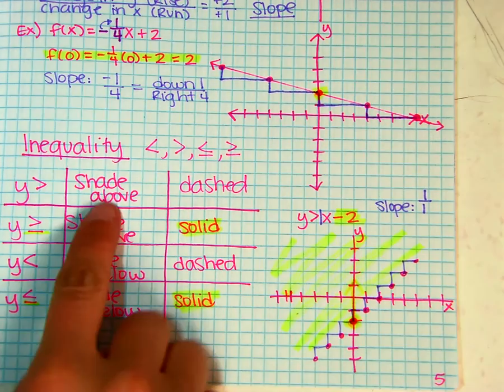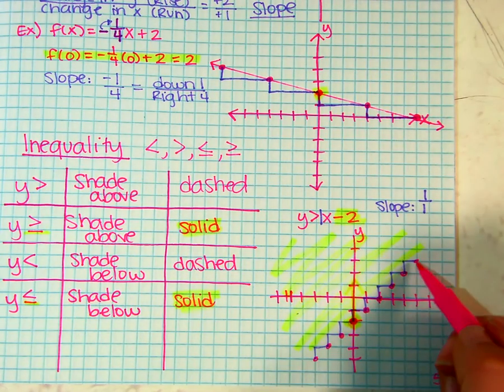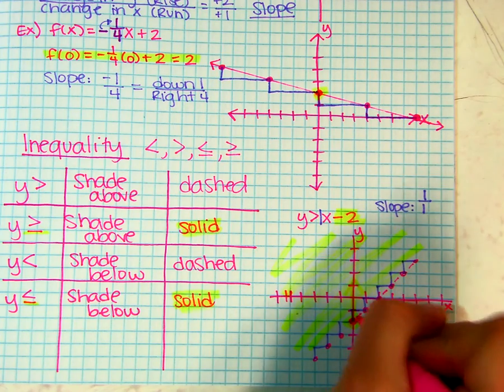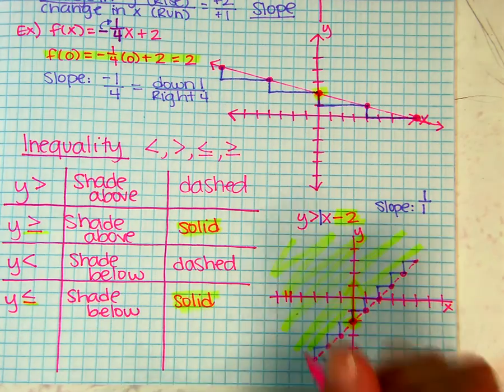And then our line is dashed. So instead of connecting these in a straight line, I'm just going to put like a little dash between the points instead of actually connecting the points. Again, we do have arrows.